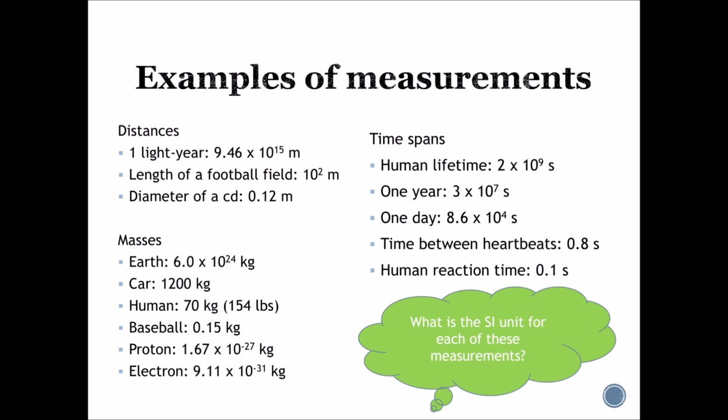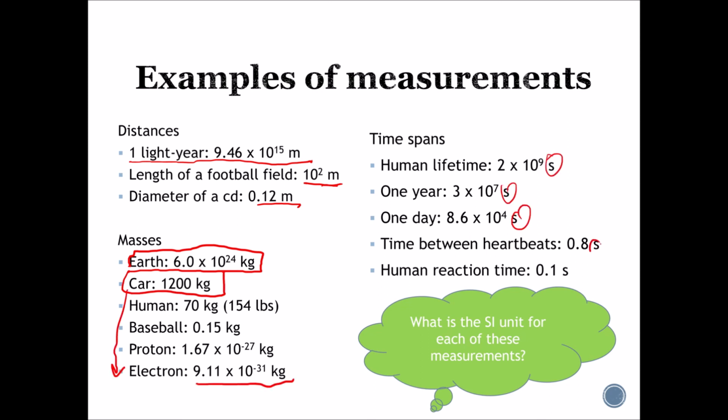Welcome back. Let's take a look at a few examples of measurements. These are reference numbers. The Earth has a mass of 6 times 10 to the 24th kilogram. For comparison, a car is approximately 1,200 kilograms. Now time is all measured in seconds. Again, this allows us a basis of comparison because we're using the same unit for each of these measurements.